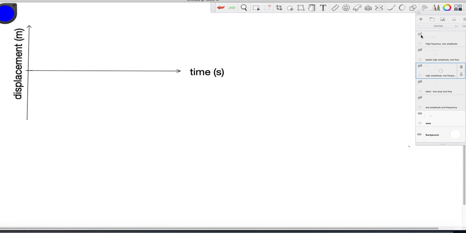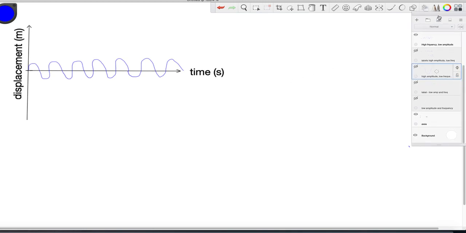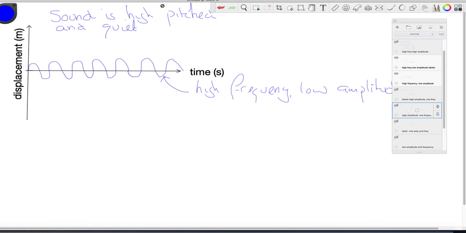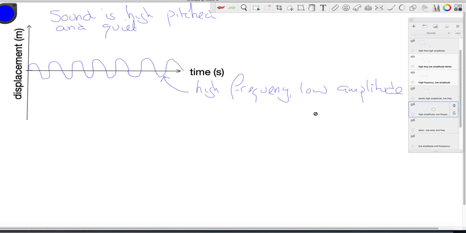So then let's look at, here we have lots of waves on the screen. We have a high frequency, but again, we don't have a very big amplitude. The peaks and troughs are quite small. And so what we have here then is a high-pitched sound because we have a high frequency of wave, and a quiet sound because we have a low amplitude of wave.